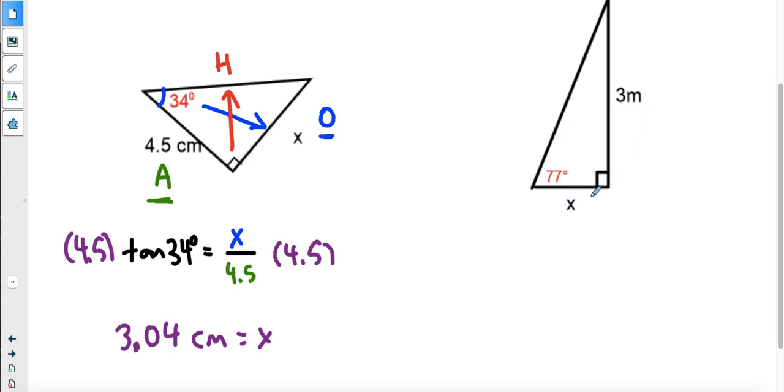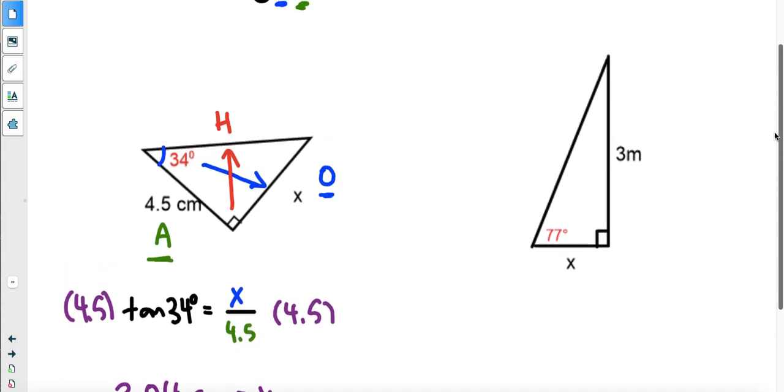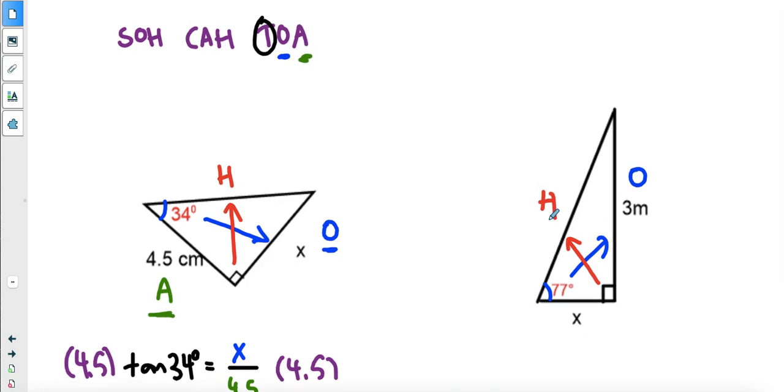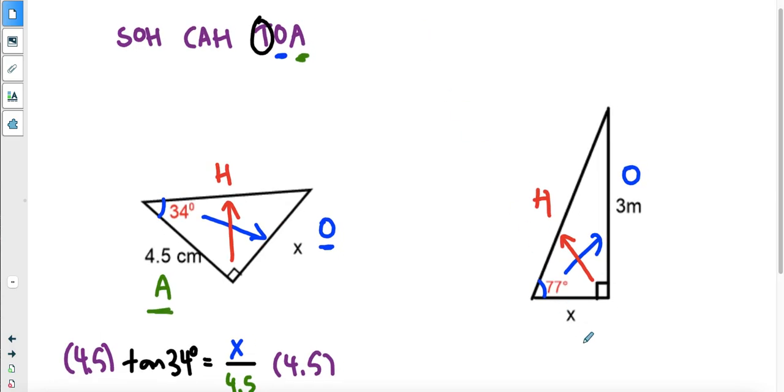Last example here. Again, I'm going to start, just like I did before, by labeling the sides of my triangle. So if we look at this angle, the side opposite or across from the angle is 3. The hypotenuse, the side across from my 90-degree angle here, is here. And the side left over, we can label with A.